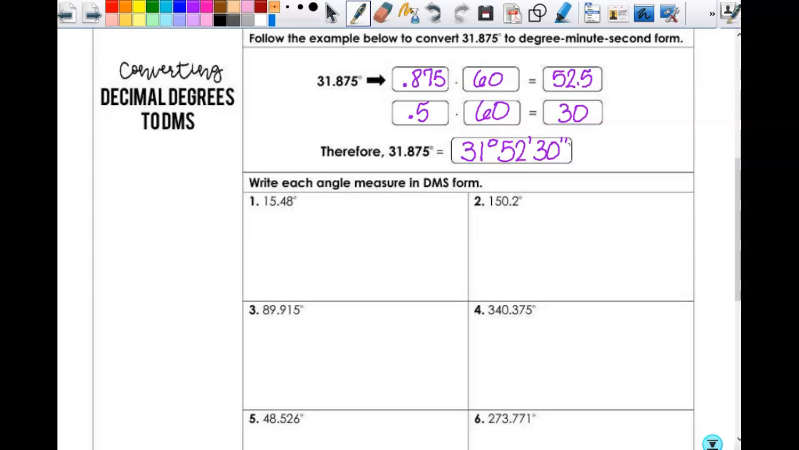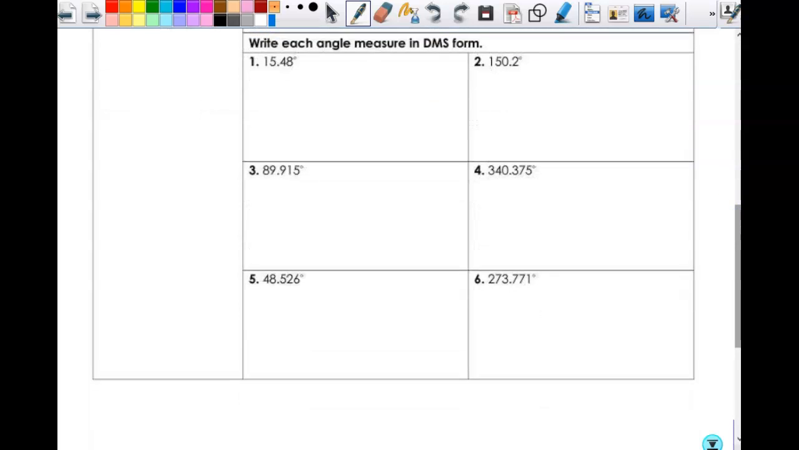All right, so let's do number 1. We're going to take number 1, and it's 15.48 degrees. So I know it's going to be 15 degrees. Then I'm going to take 0.48, and I'm going to multiply it by 60. When I do that, what do I get? 28.8, which means that's 28 minutes.